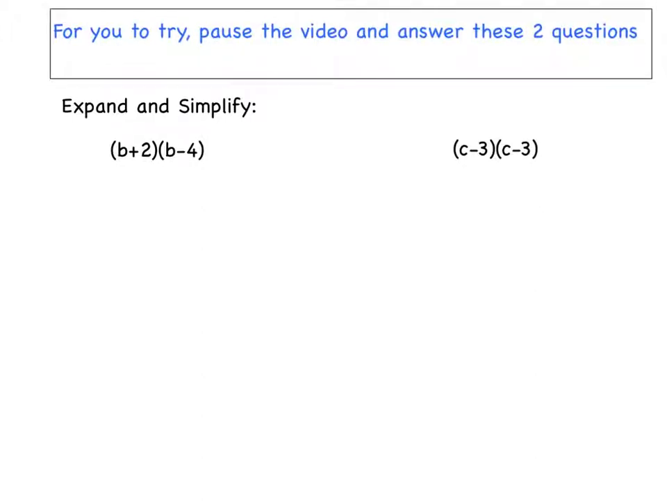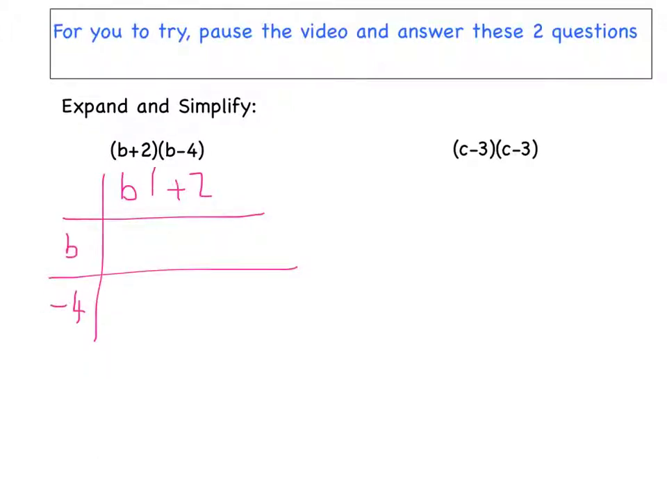If we go through the first answer now, in my multiplication grid, I've got b and positive 2, and I'm multiplying that by b and negative 4. b times b gives me b squared, b times positive 2 is positive 2b, negative 4 times b is negative 4b, and negative 4 times positive 2 is negative 8.